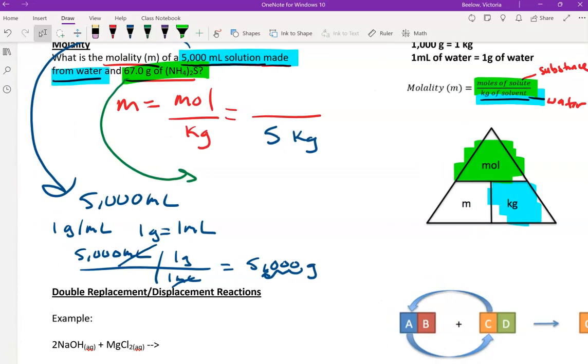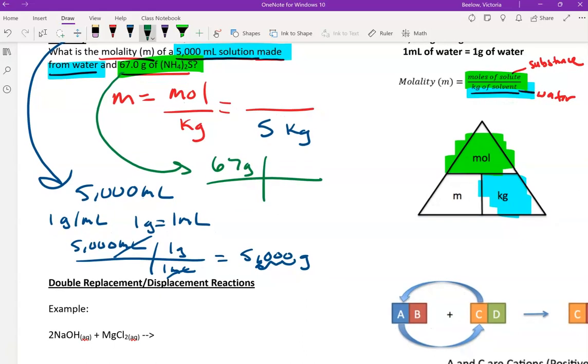For the solute, we're going to have to convert that into moles. So in order to do that, we have to find the molar mass. So again, pause the video and try to calculate the molar mass of the substance. So this one's a little different because the NH4 has the 2 on the outside of it. So again, that 2 gets distributed to everything inside of it.